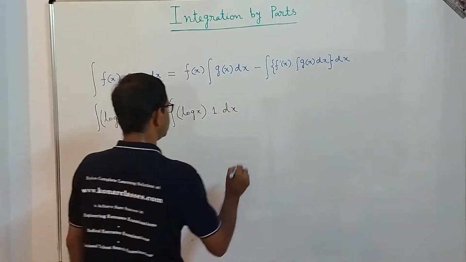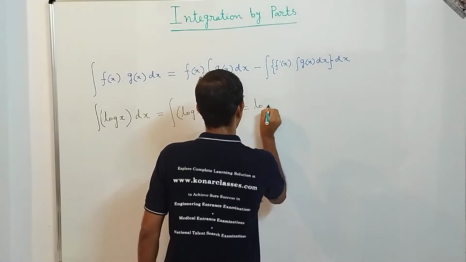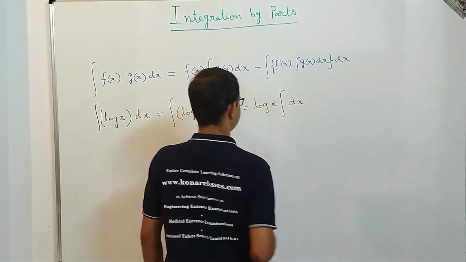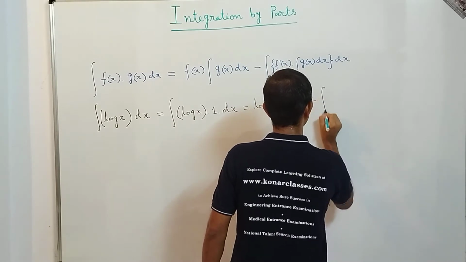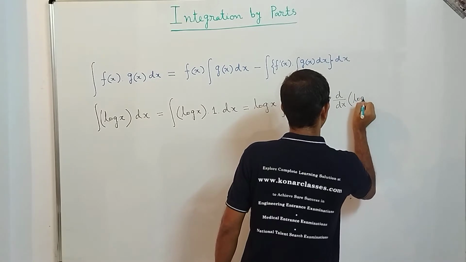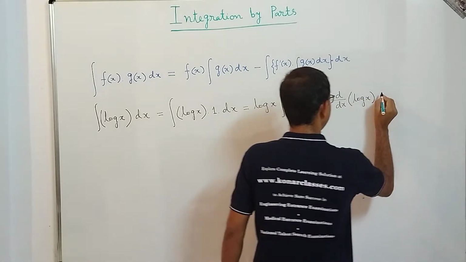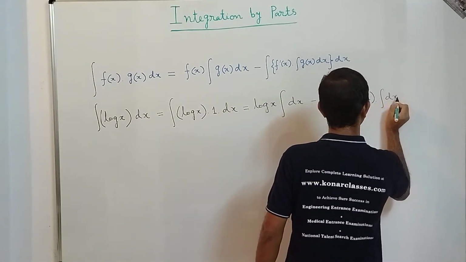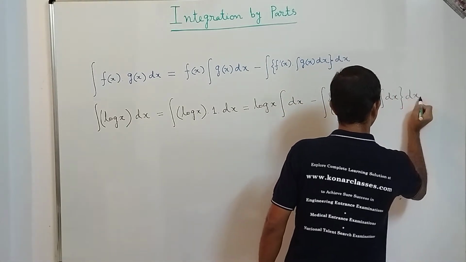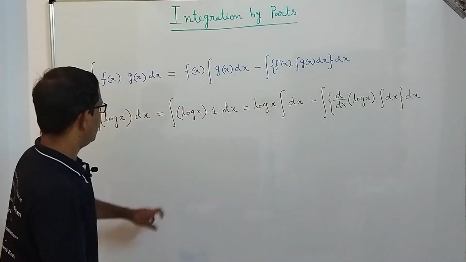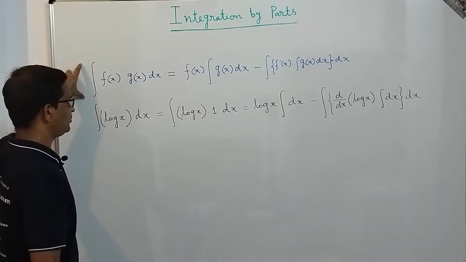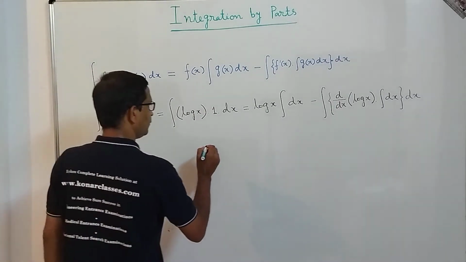So then what you should do, dear students? Here you will write log x into integration of 1 dx, which means dx, minus integration of d/dx of log x into integration of 1 dx, which means dx, and the complete thing dx. Correct, dear students? Log x is the first function, 1 is the second function. Apply this formula which you see in the blue color.